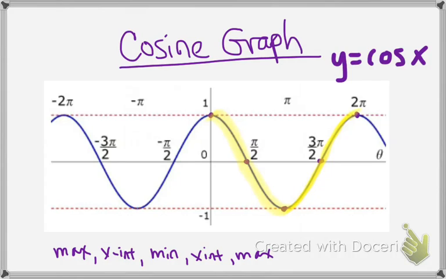So then that is what gets repeated off to the right and off to the left. But again, there's those 5 key points. Cosine, remember, starts up at the amplitude. So starting up at 1, going down to the x-intercept at pi over 2, all the way down to a minimum at pi, back up to 3 pi over 2 at an x-intercept, and then all the way back up to a maximum at 2 pi.